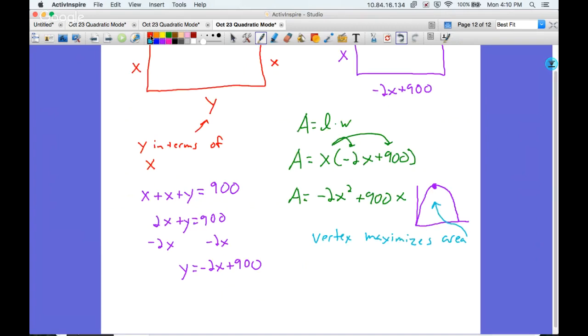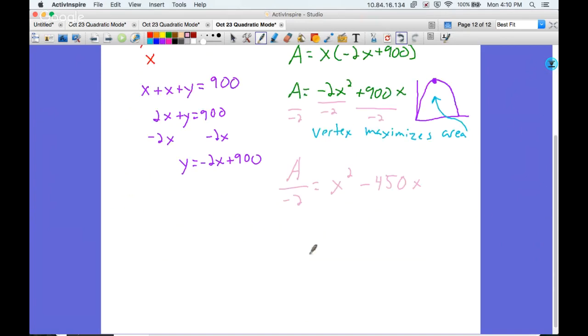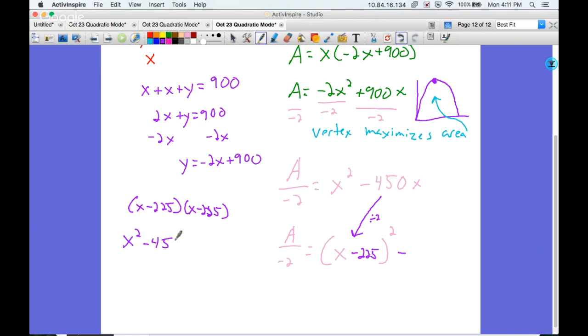One strategy for finding that vertex is converting this to vertex form. The first step of vertex form is to divide everything by any a value that we have. So I'm dividing everything by negative 2. We get area over negative 2 equals x squared minus 450x. Now I'm going to keep going with this. Area over negative 2 equals x minus something, squared. There's no c term to keep here. That something is always 1/2 of this value here, so we divide that by 2. This is x minus 225. And then we need to subtract away the extra. So x minus 225 times x minus 225 is going to get us an x squared minus 450x.